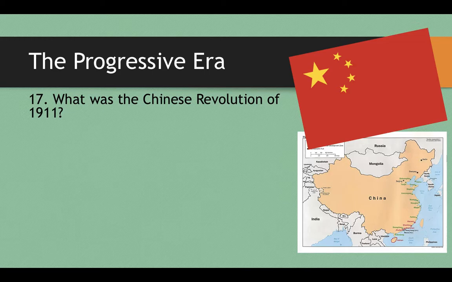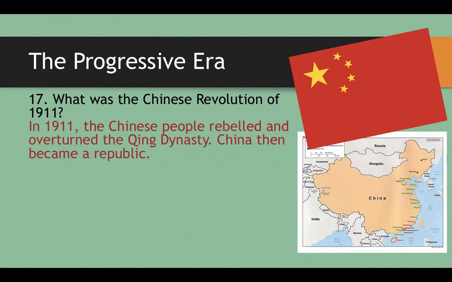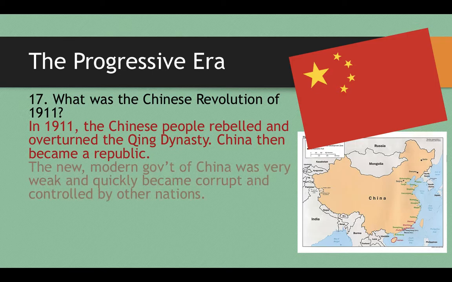Last thing here, the Chinese Revolution of 1911. So 1911, the Chinese people rebelled and overturned the Qing dynasty. Remember when we talked about ancient China earlier this year? We talked about the dynasties, and the Qing dynasty was the very last one. The Chinese people rebelled, overturned this dynasty, and China then became a republic. They wanted a modern government, did not want a monarchy anymore, did not want the dynastic system, did not want emperors, and so they rebelled and created a republic.